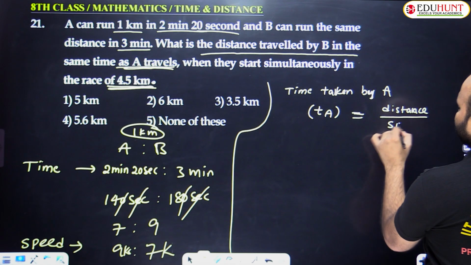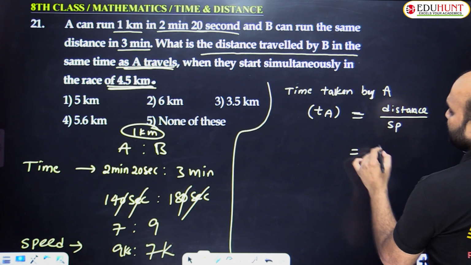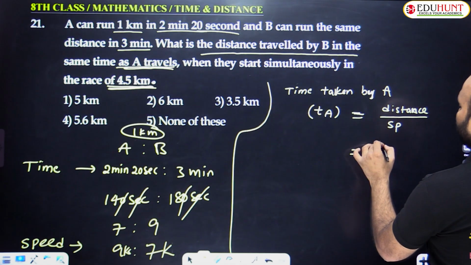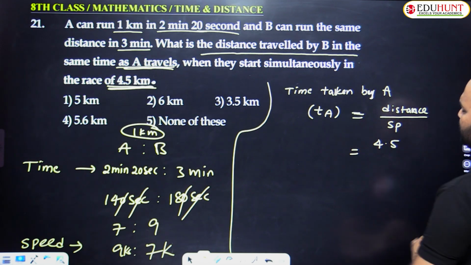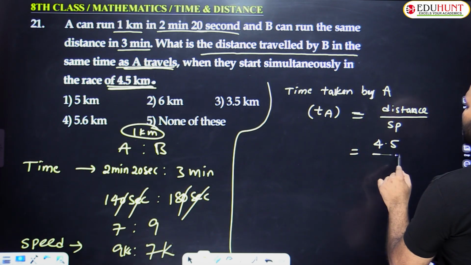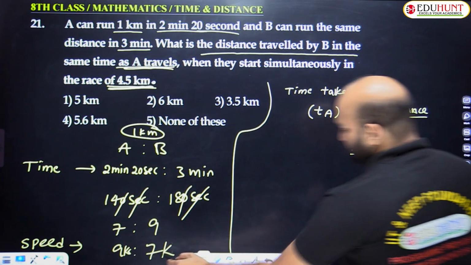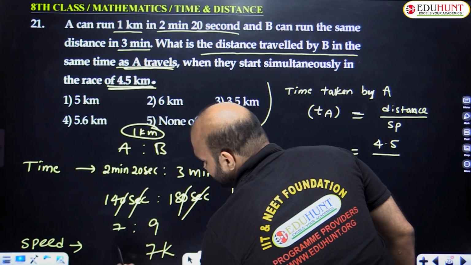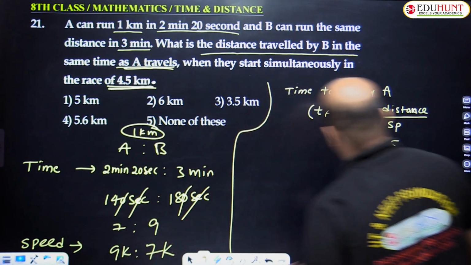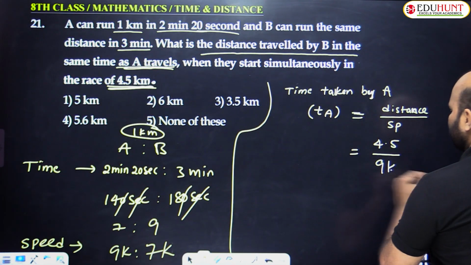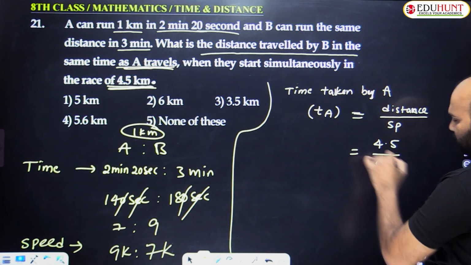Distance by speed. So distance is already given, 4.5. In the race, A covers 4.5 kilometers at what speed? A's speed you already know, 9K. Am I clear? 9K. This is the time taken by A.